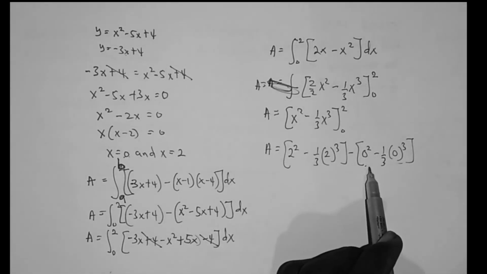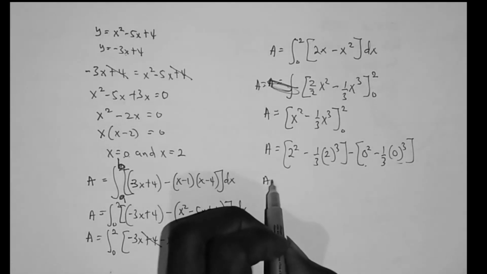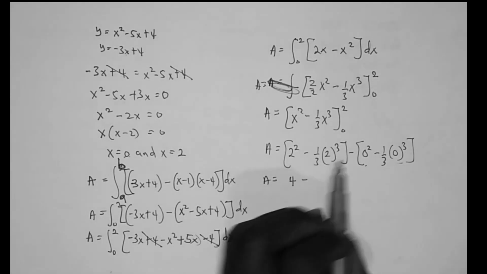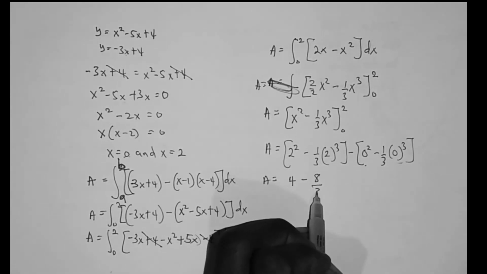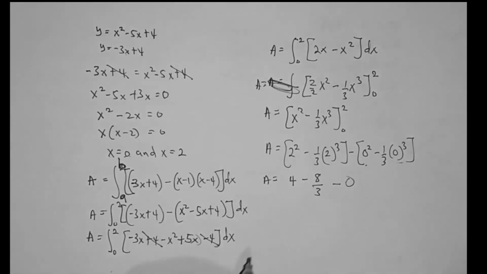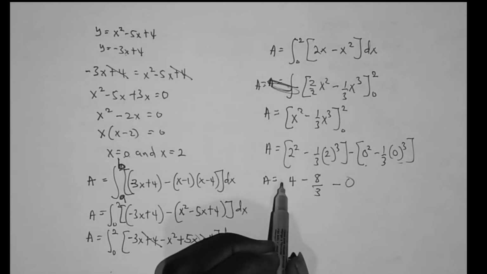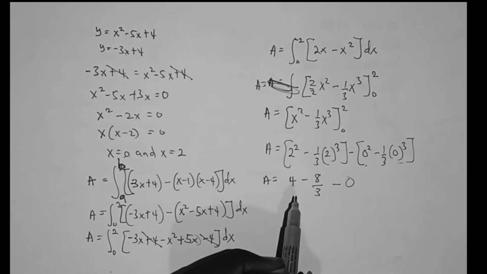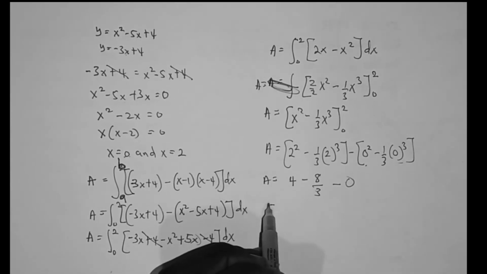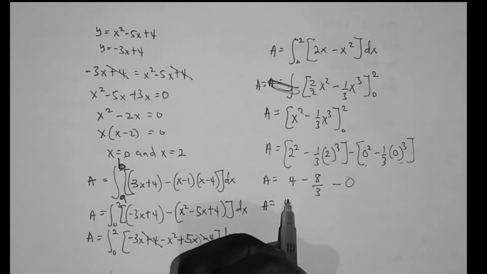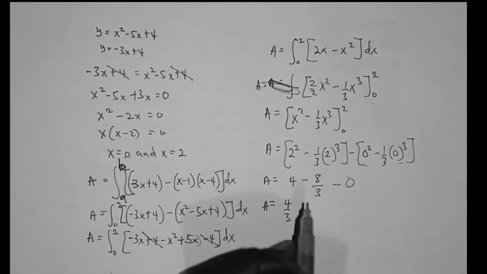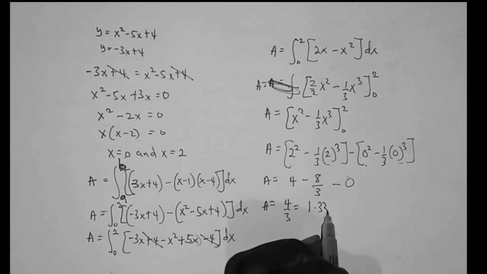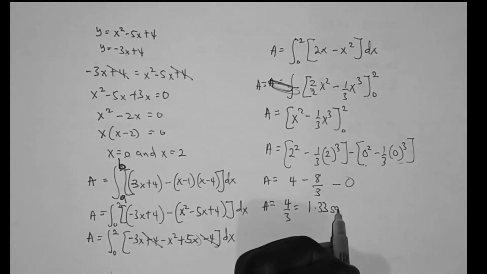So this part, everything becomes 0. So the area is equal to 2 exponent 2 is 4 minus 2 exponent 3 is 8, so 8 over 3, then minus 0. So 3 times 4 is 12, 12 minus 8 is 4. So area is equal to 4 over 3. And this is equal to 1.33 squared units.